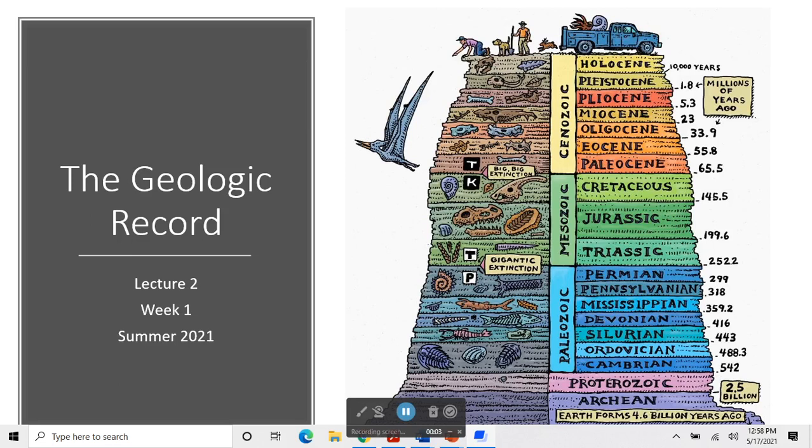Welcome to Lecture 2 of the first week of the Geology of Nebraska. For this second mini lecture, we're going to be focusing on the geologic record and more so on how we actually determine the relative order of events that have occurred in the geologic past.